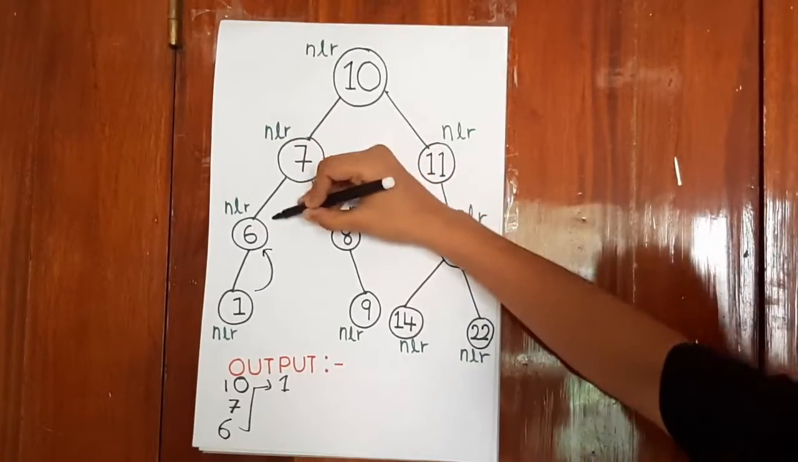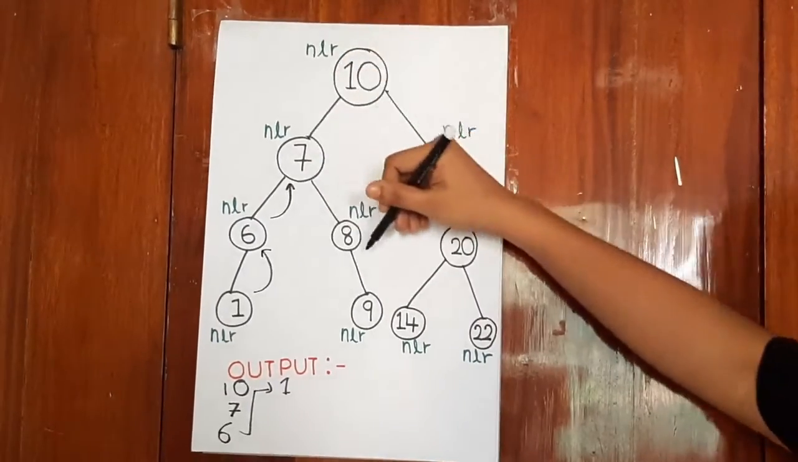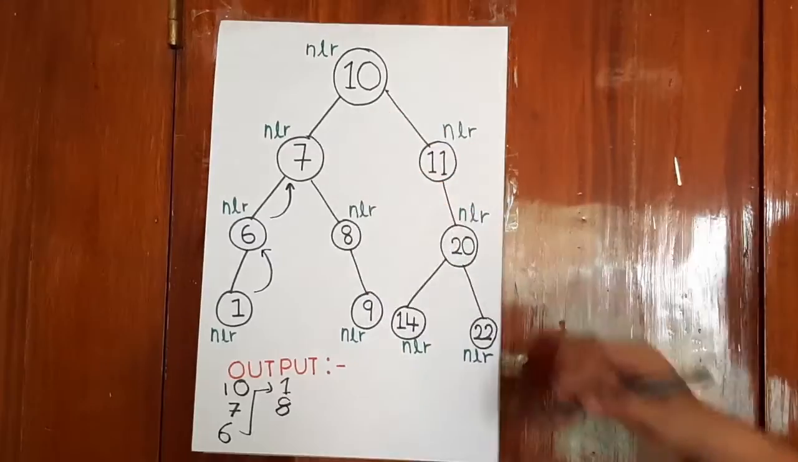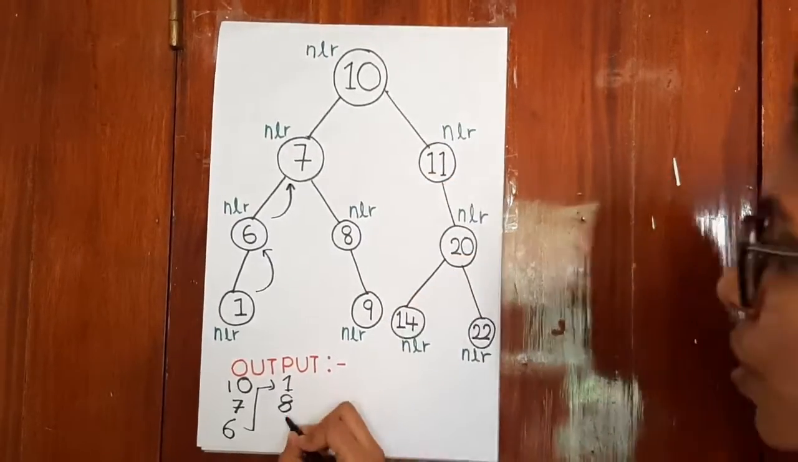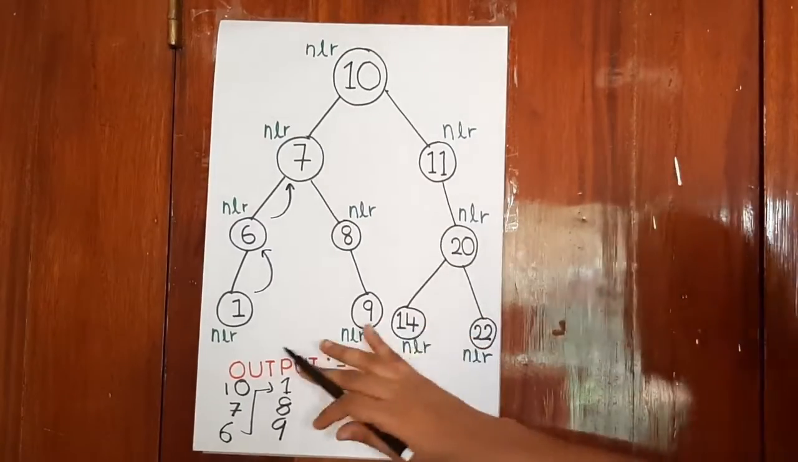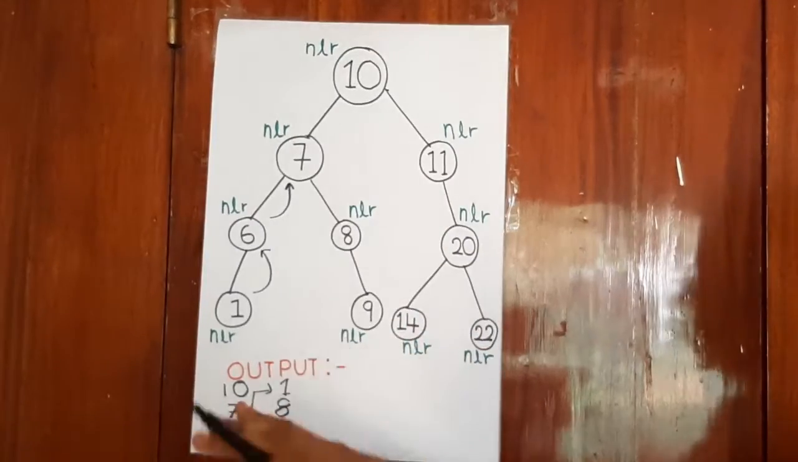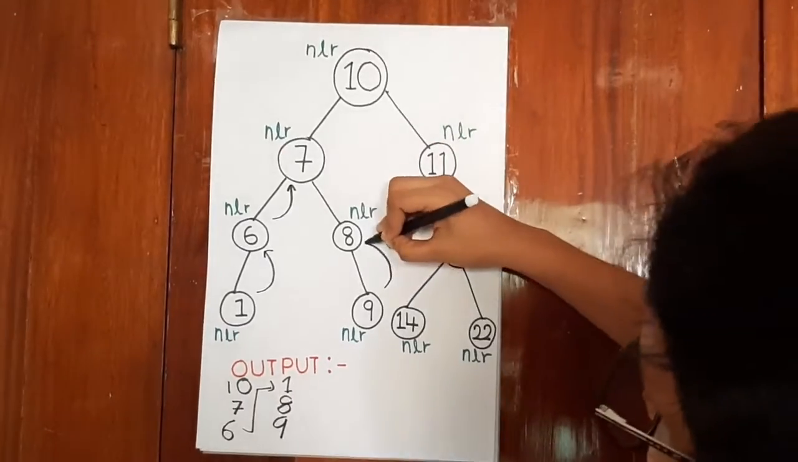Then again it moves here. It has a right side. After that, the left side of 8 is 9, so 9 is printed here. There are no children, so the value is null. I have to move back again.